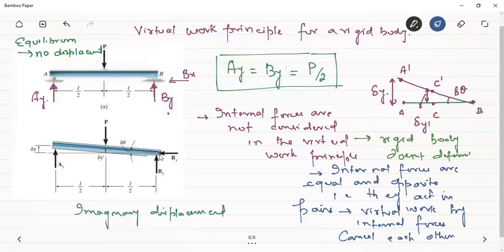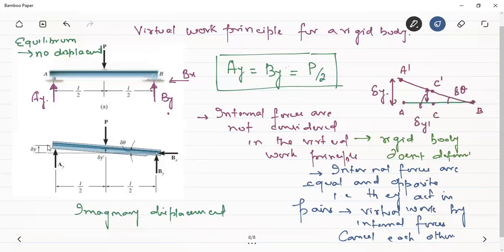But one thing to note is that this point B is not getting displaced. Although there is a force Bx and there is a force By, this point B hasn't got displaced. Therefore, the effect of these two forces won't be considered in the virtual work because these forces are not causing any displacement. For the work, the force should cause some displacement.